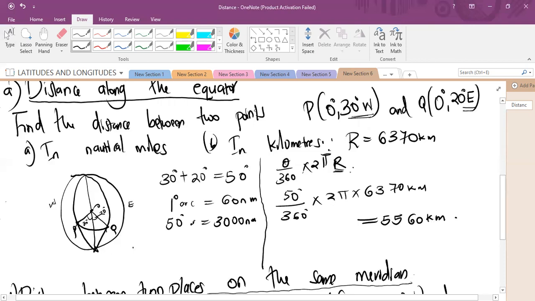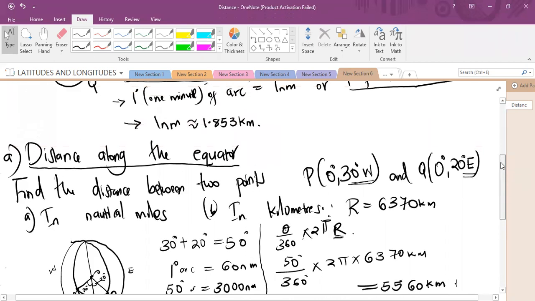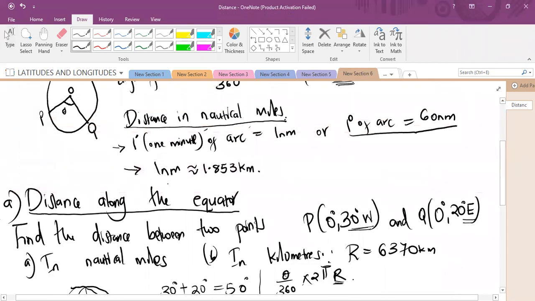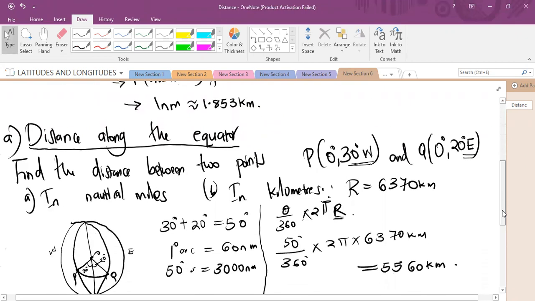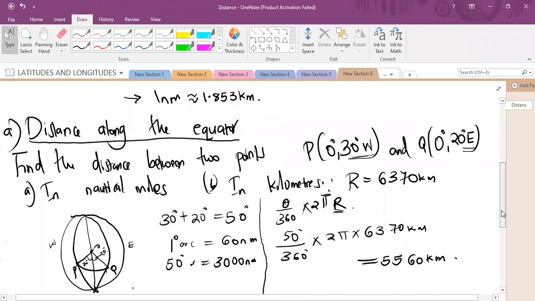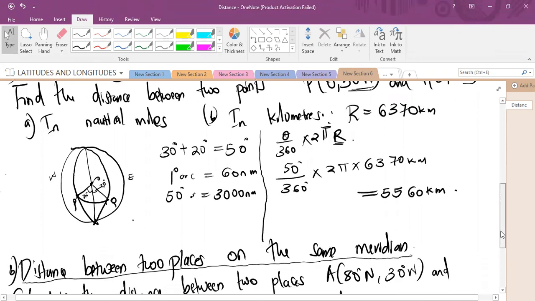Okay, so the first point: if we are looking for it in nautical miles, remember 1 degree of an arc is equal to 60 nautical miles. So if you have the angle so that you can get the degrees of the arc, then you can get the distance in nautical miles. And then if you're evaluating the distance in kilometers, then you remember this formula, and since we were evaluating along the equator, it has capital R because it has the big radius.